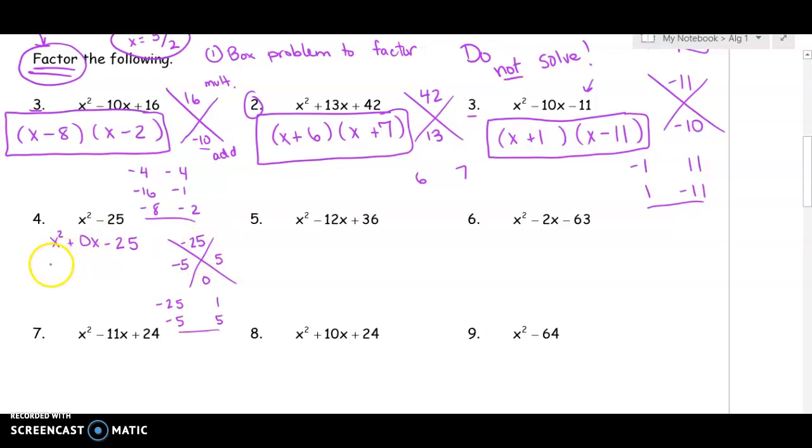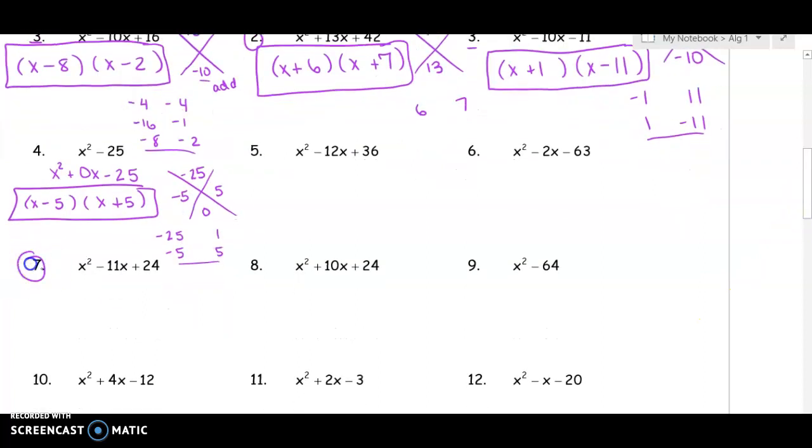So then we have to make our two sets of parentheses. X goes in the front of both. Since we have a -5, we put a -5, and a +5, you put +5. All right, and there's your answer. We're going to skip 5 and 6 for a second. Let's go down to 7.